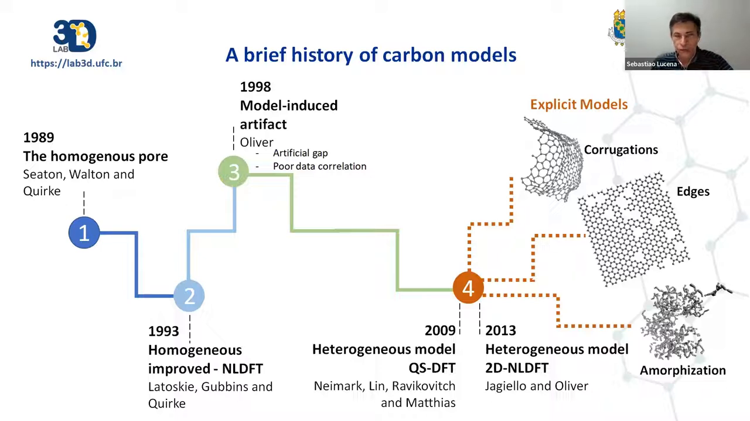However, as more and more materials were characterized, a persistent gap of carbon pores in the pore size distribution around 13 angstroms and poor data correlation became evident. This was seen, for example, in the study of Olivier in 1998, where he claims a model-induced artifact by homogeneous models. In the next decade, many studies were performed about how to introduce heterogeneities, until the first heterogeneous kernel was proposed by Nemark, Lin, Havikovich, and Matthias in 2009. They include implicit heterogeneities based on a roughness parameter in one dimension. The method is known as quenched solid DFT.